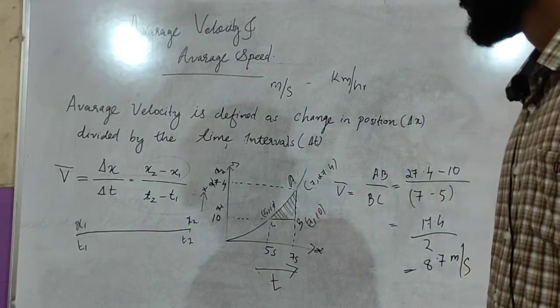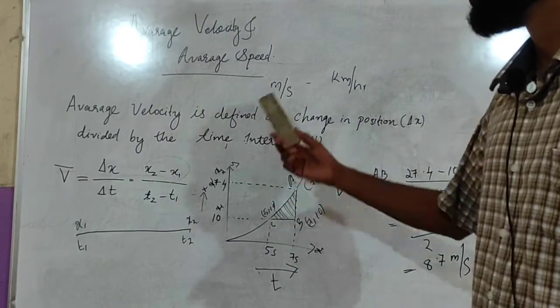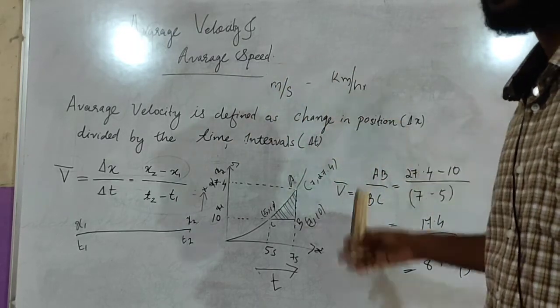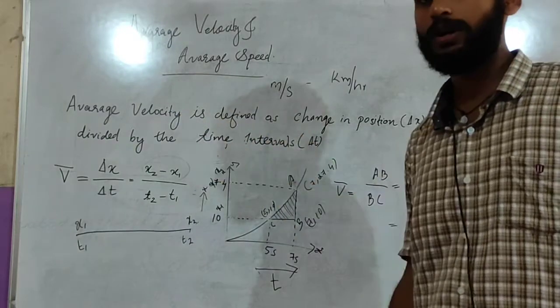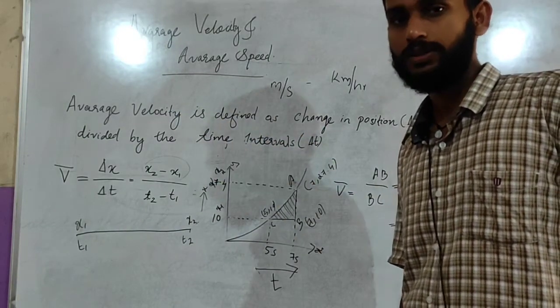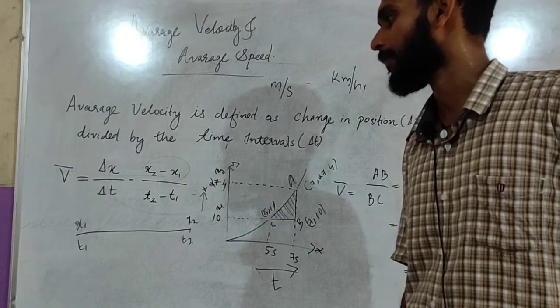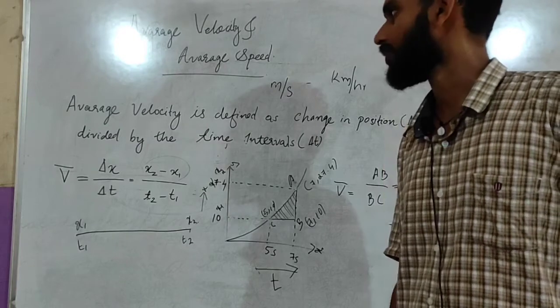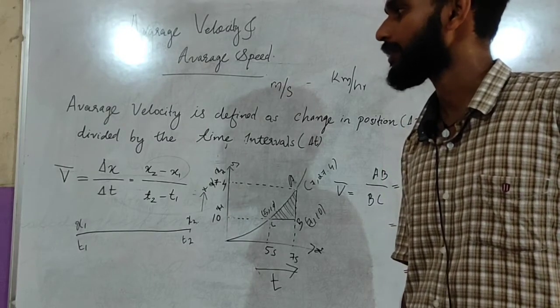Okay. And the unit of speed is meter per second, but commonly we use kilometer per hour. Average velocity is also a vector quantity, which has magnitude as well as direction. Okay. So, these are the major things.